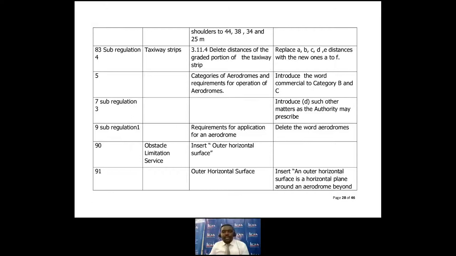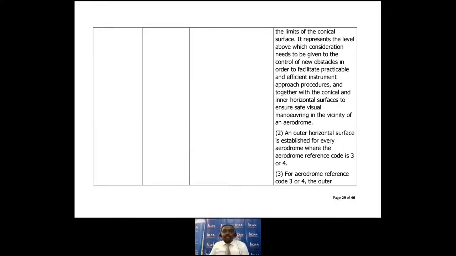Insert this wording: an outer horizontal surface is a horizontal plane around an aerodrome beyond the limits of the conical surface. It represents the level above which consideration needs to be given to the control of new obstacles in order to facilitate practicable and efficient instrument approach procedures, and together with the conical and inner horizontal surfaces to ensure safe visual maneuvering in the vicinity of an aerodrome.